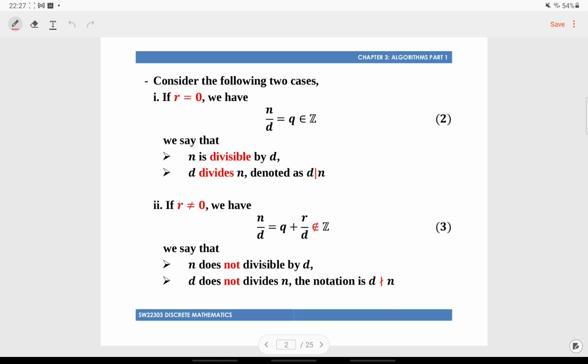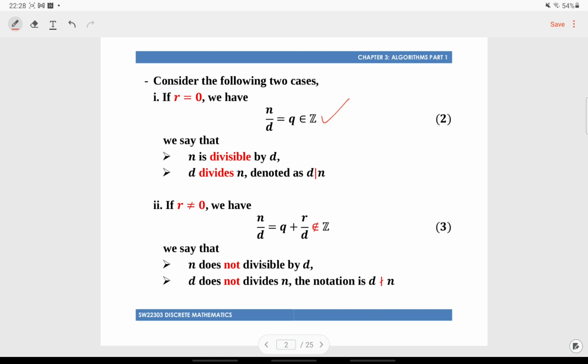When the value of r is equal to 0, that means there is no remainder. So equation number 1 becomes n over d equal to q, where q is an integer. That means when we divide n by d and the outcome is an integer, that integer is the quotient value of that division. For this kind of case, we can say that n is divisible by d, because when we divide n by d, there is no remainder. In other words, we also can say d divides n.